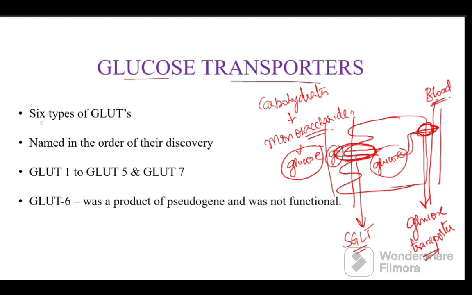Now, there are 6 types of glucose transporters which are named in the order of their discovery. There are GLUT1 to GLUT5. GLUT6 is not there, which was a product of a pseudogene and was not functional. And next, GLUT7 is there. So there are 6 GLUT transporters: GLUT1 to GLUT5 and GLUT7.